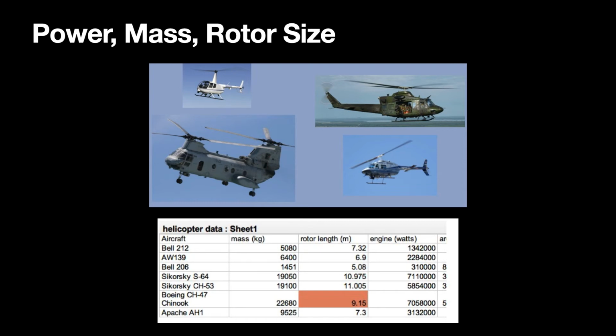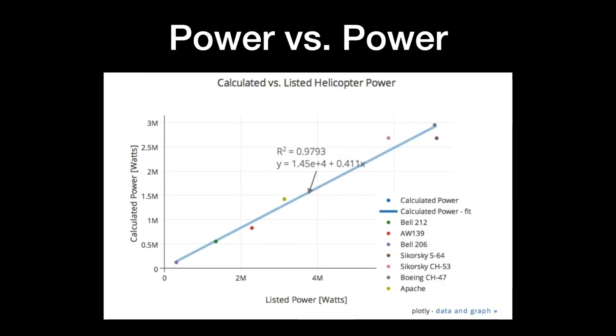So you can look up all these things, and then I can use that to test my model, because I have the power listed, and I can calculate the power. And here's what I get. I'm gonna let you just chew on that for a little bit. So this is the listed power on the horizontal axis versus the calculated power using my bogus model.